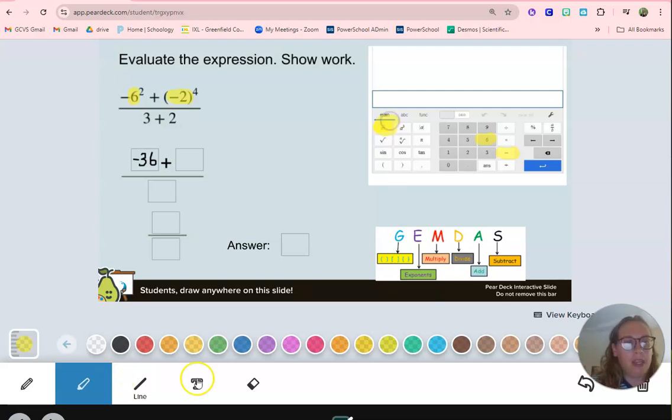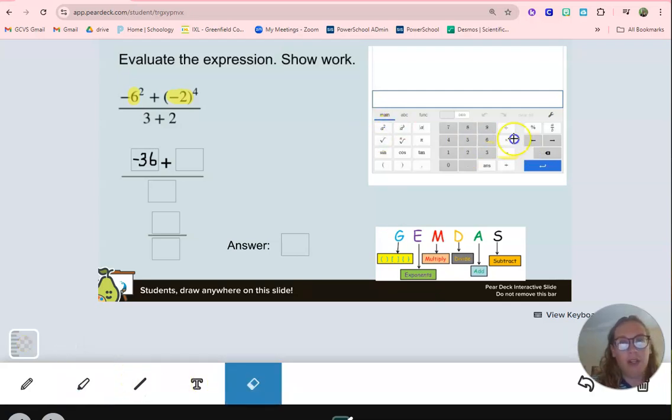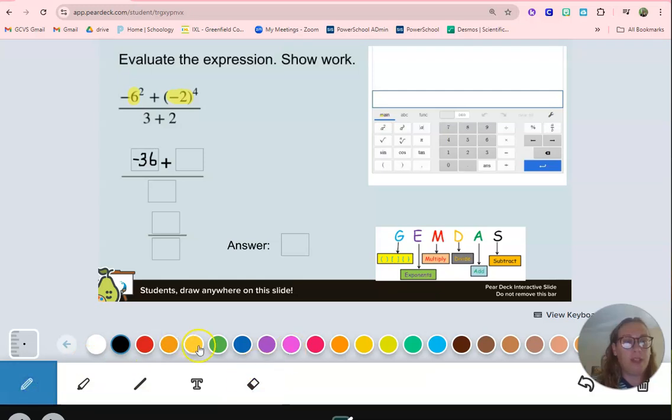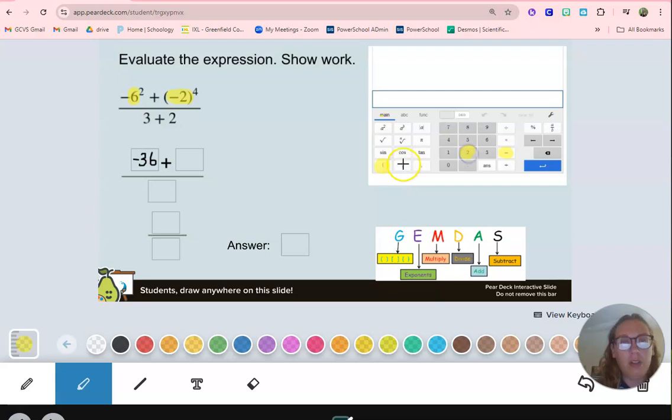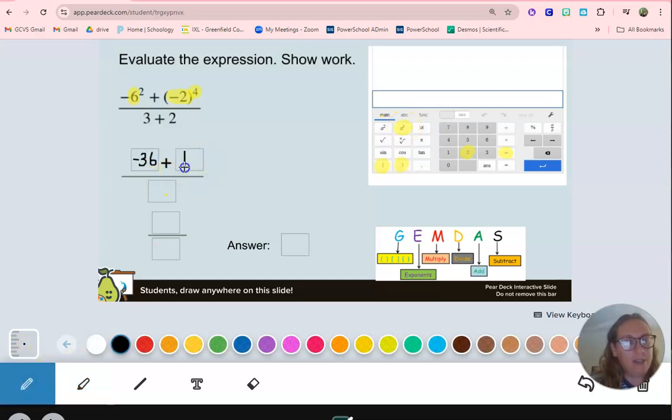Now when we're typing in the second one, you want to make sure you use those parentheses. So you're typing parenthesis, -2, close the parentheses, and then you're going to hit this a to the b button, right? Because our exponent is a 4, it's not a 2. So we have to make that a 4 in our calculator. So we have -2 in parentheses, raised to the 4th power gets us 16.